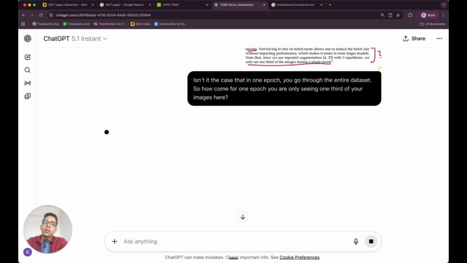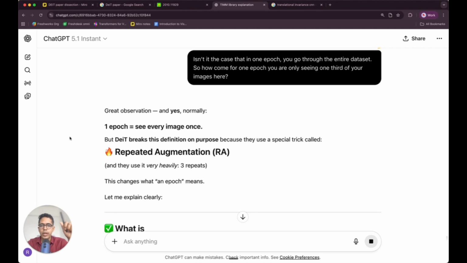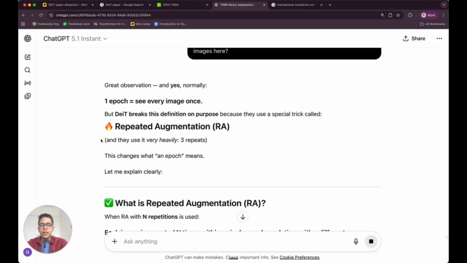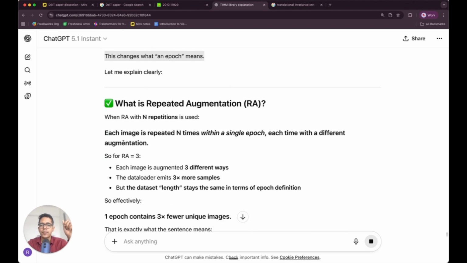Even in the presence of augmentation, I thought the whole augmented data set becomes your training data, and in one epoch you go through all of that. You divide those into batches and you go through all the batches in one epoch. Normally one epoch equals seeing every image once. But DEIT breaks this definition on purpose because they use a special trick called repeated augmentation, and they use it very heavily, 3 repeats. This changes what an epoch means.